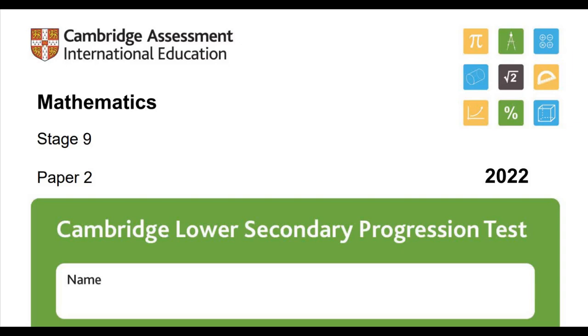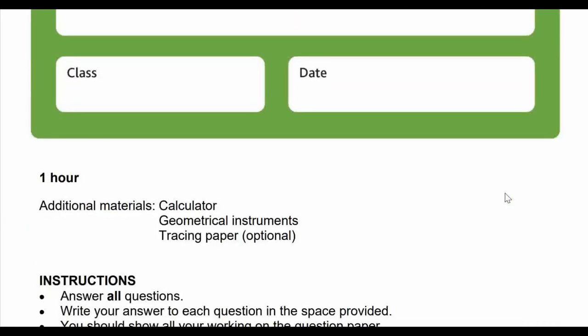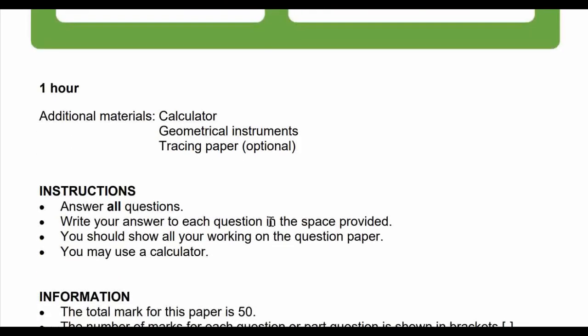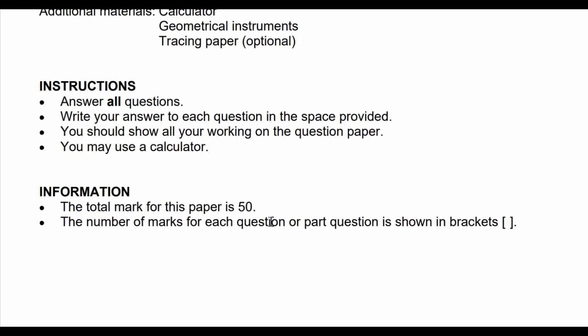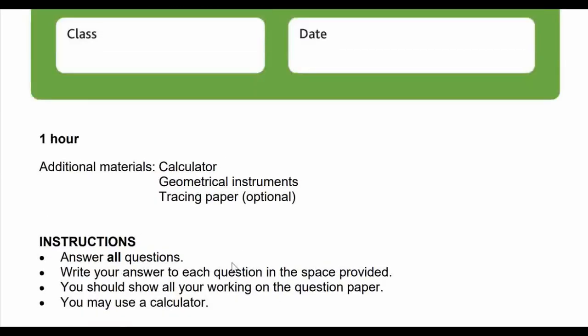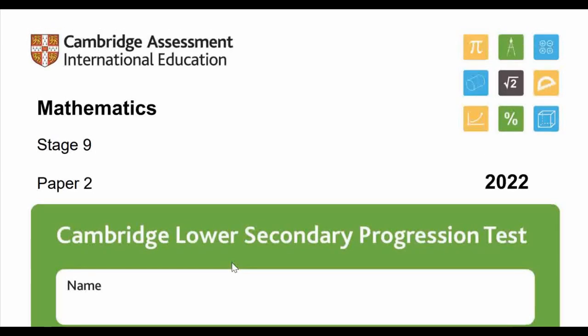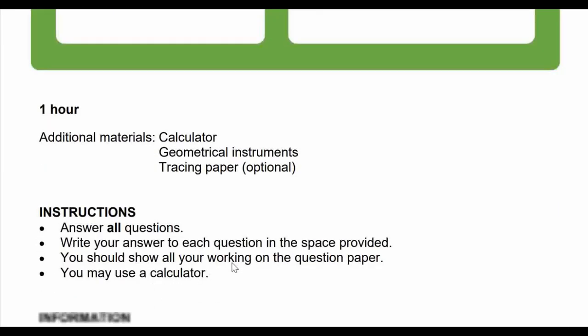Hi guys, today we're going to discuss Mathematics Age 9 Paper 2. It's from the year 2022. The duration for this paper is 1 hour. And you may use a calculator, tracing paper, which is optional, and also geometrical instruments like compass and protractor. Alright, so total mark is 50. Let's get started. In this video, we're going to do question and answer in quiz form.